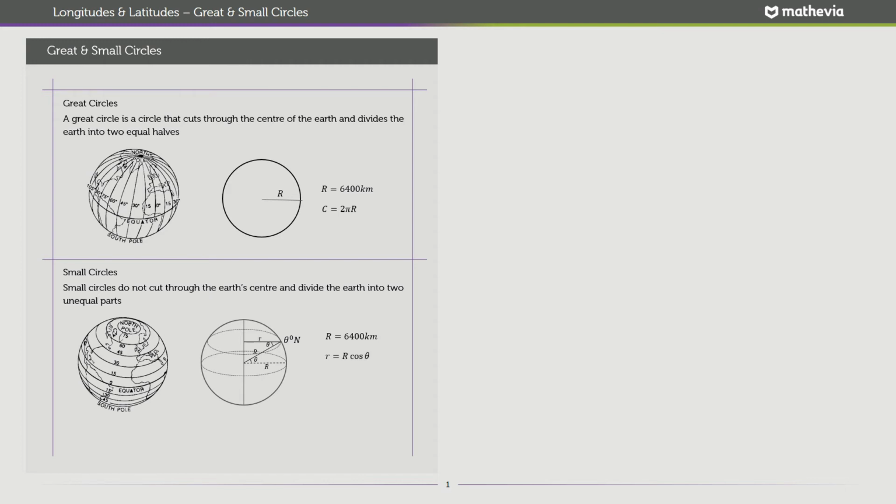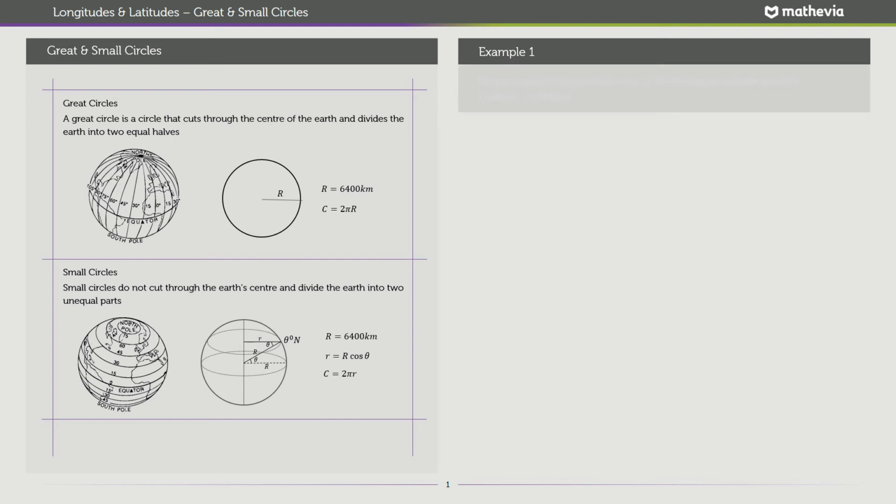Typically if you're looking to find the radius of a small circle at a given latitude, you just have to find R cos the latitude angle. And if you're looking to find the circumference after finding the radius of the small circle, you go 2 pi small r, and that would give you the circumference of a latitude. And that's it. Let's go ahead and solve some examples.